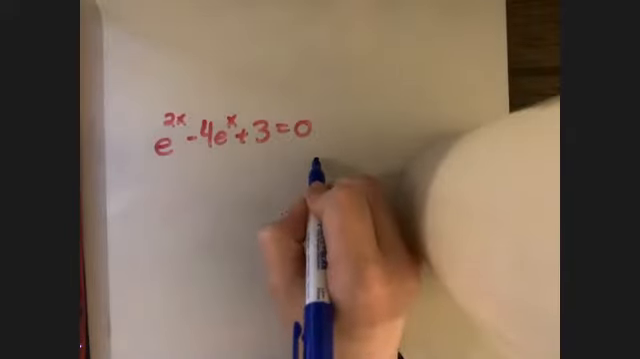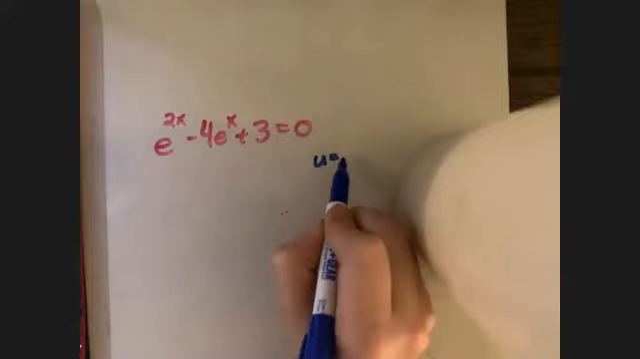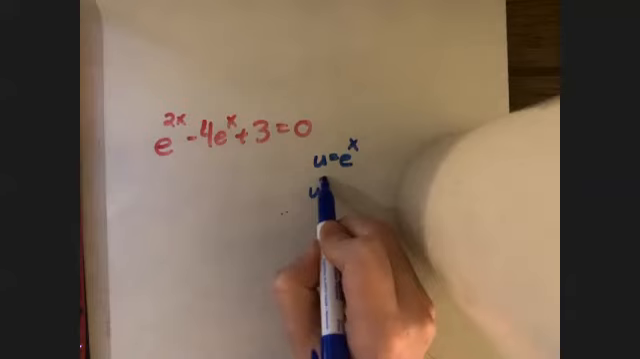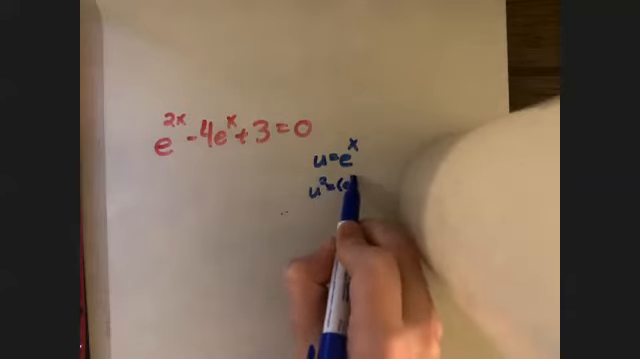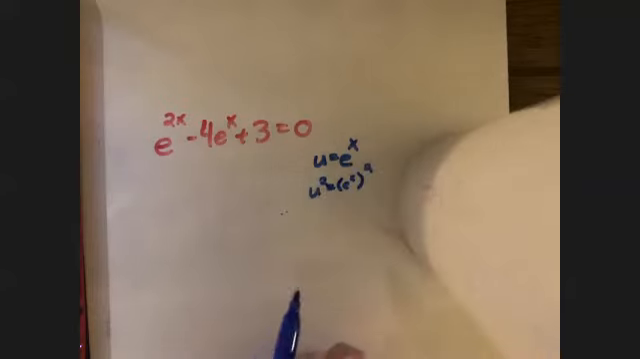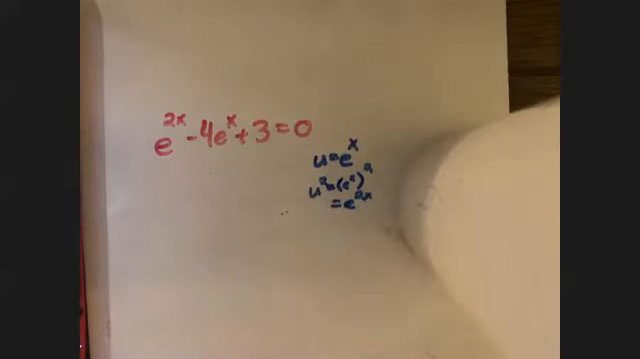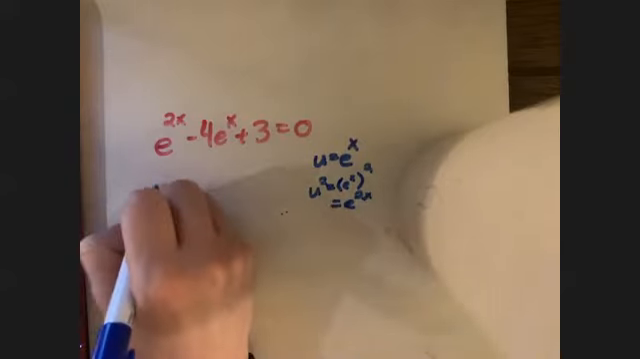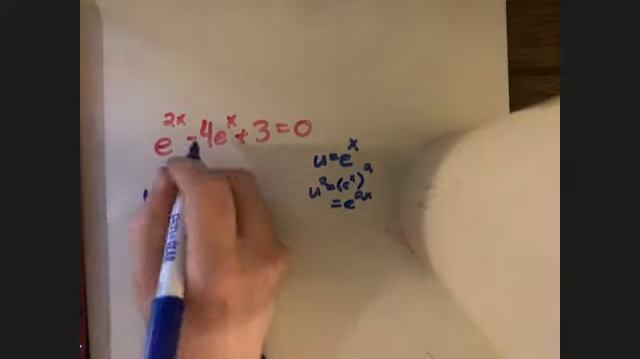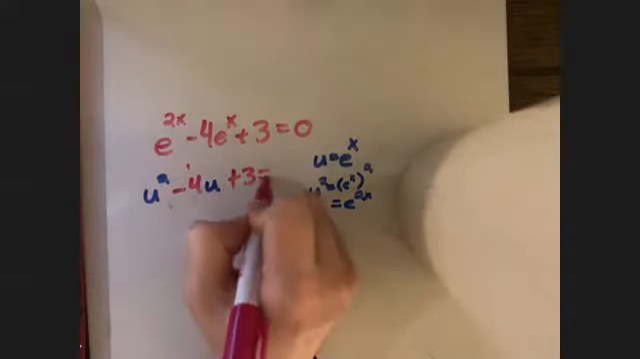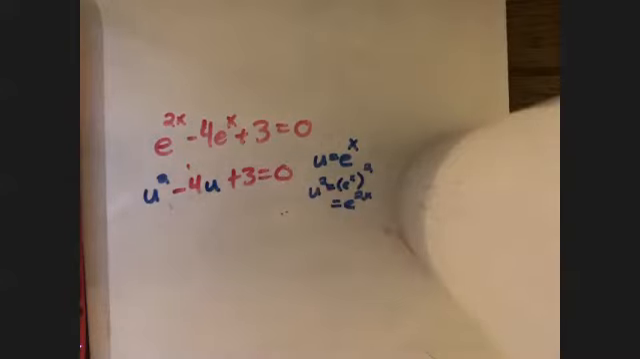So I'm going to let u be e to the x, which means u squared is e to the x squared, which is e to the 2x. So I now have that this is u squared minus 4u plus 3 equals 0. Okay, and now we're going to solve.